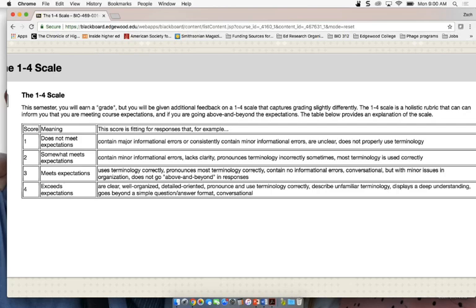3 means you're meeting the expectations. Mostly the terminology is correct. The errors are really minor. They don't affect the overall grade. And then a 4 is like you're going above and beyond.